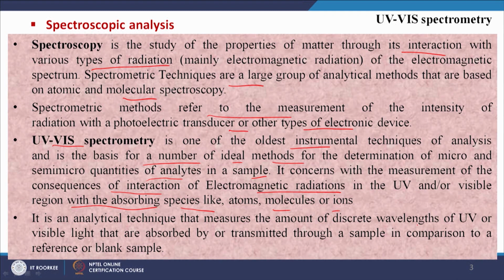So, by the decrease in the intensity we can quantify, and by knowing the wavelength of the radiation that is absorbed by the molecules or the element, we can know what type of molecule or element it is. So, it is an analytical technique that measures the amount of discrete wavelengths of UV or visible light that are absorbed by or transmitted through a sample in comparison to a reference or blank sample.